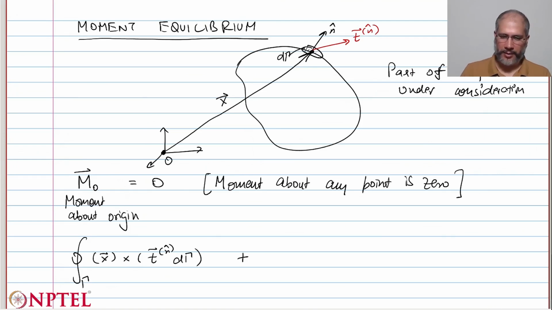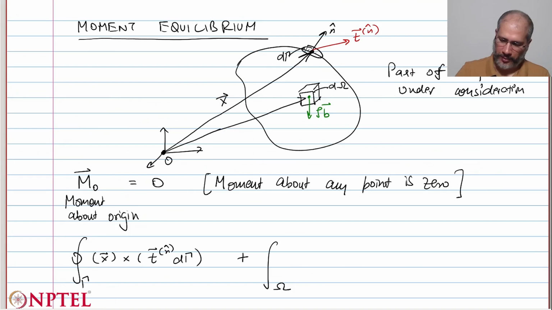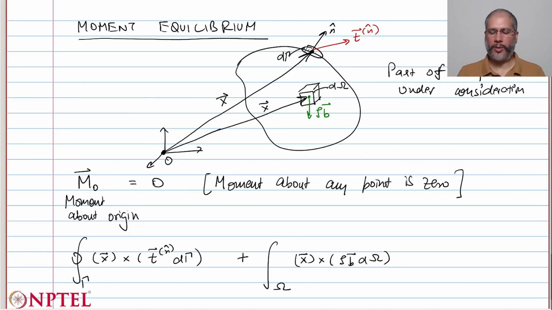To this I will add the body force integral. So let's say you have a small volume which is d omega, and there's a body force rho times b, that is the force. So if I want to find the moment of this, I'll simply take this as x, which is the general position coordinate, cross rho b d omega, and this is integrated over the complete volume omega.